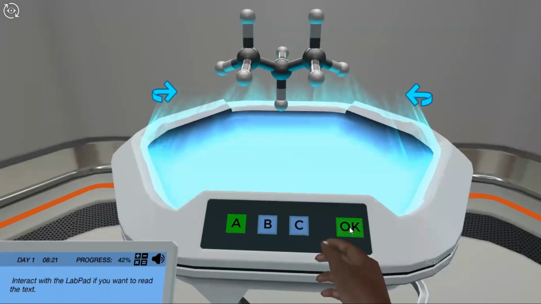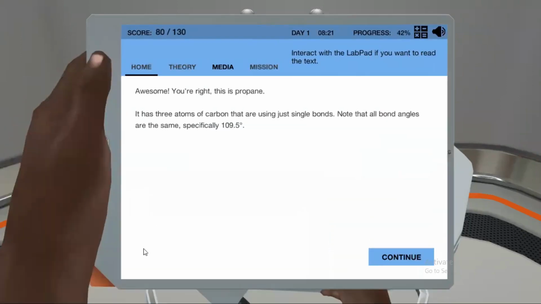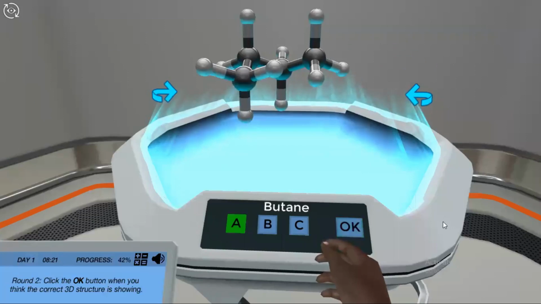Awesome. You're right, this is propane. It has 3 atoms of carbon that are using just single bonds. Note that all bond angles are the same, specifically 109.5 degrees. Round 2. Click the OK button when you think the correct 3D structure is showing.